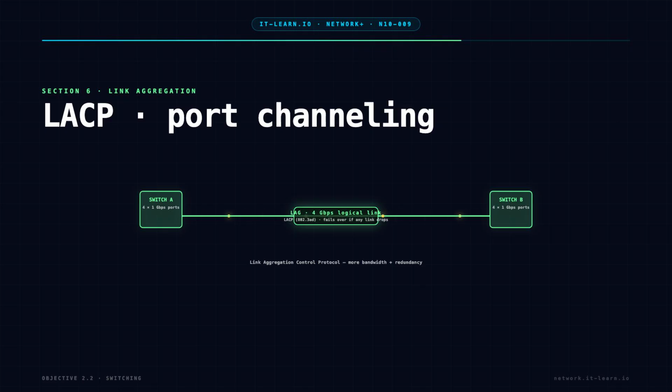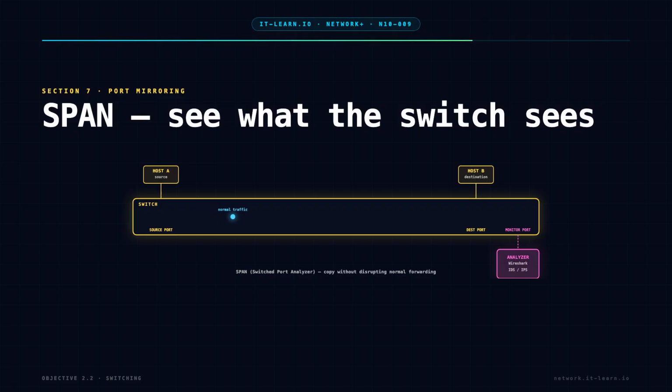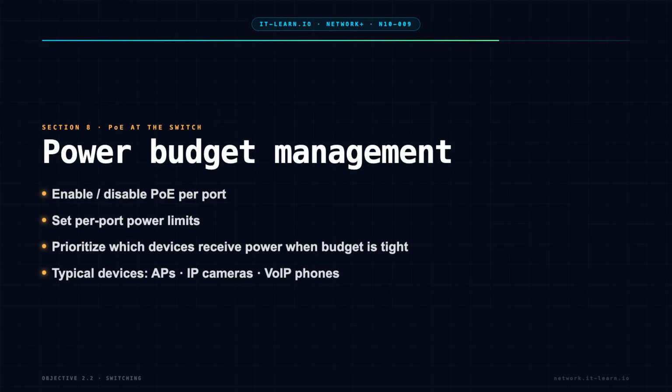Port mirroring, also called SPAN or Switched Port Analyzer, copies traffic from one or more switch ports to a designated monitoring port. This allows network administrators to analyze traffic using tools like Wireshark without disrupting normal network operations. Port mirroring is commonly used for troubleshooting, security monitoring, and compliance. Power over Ethernet, which we touched on in a previous lesson, is often configured at the switch level. Network administrators can enable or disable PoE on individual ports, set power budgets, and prioritize which devices receive power when the switch's total PoE budget is limited.